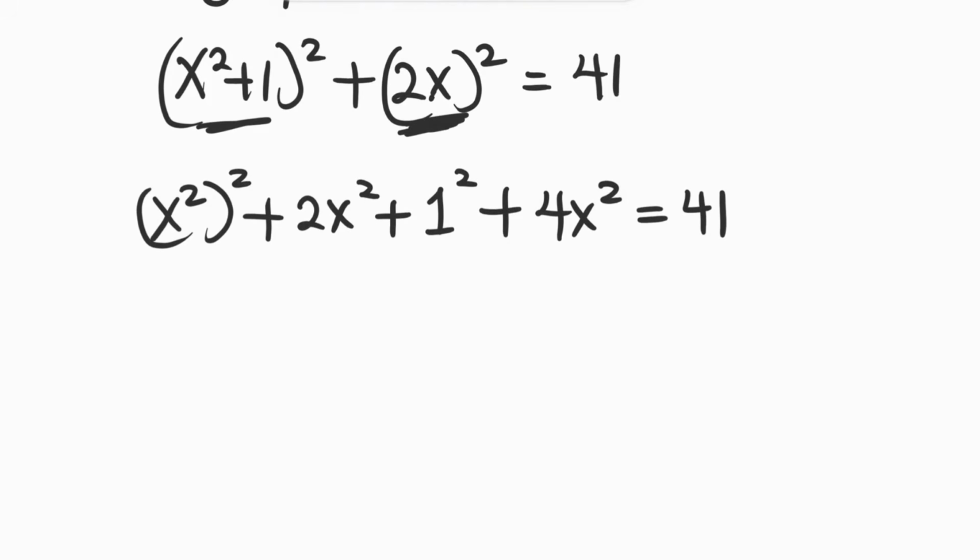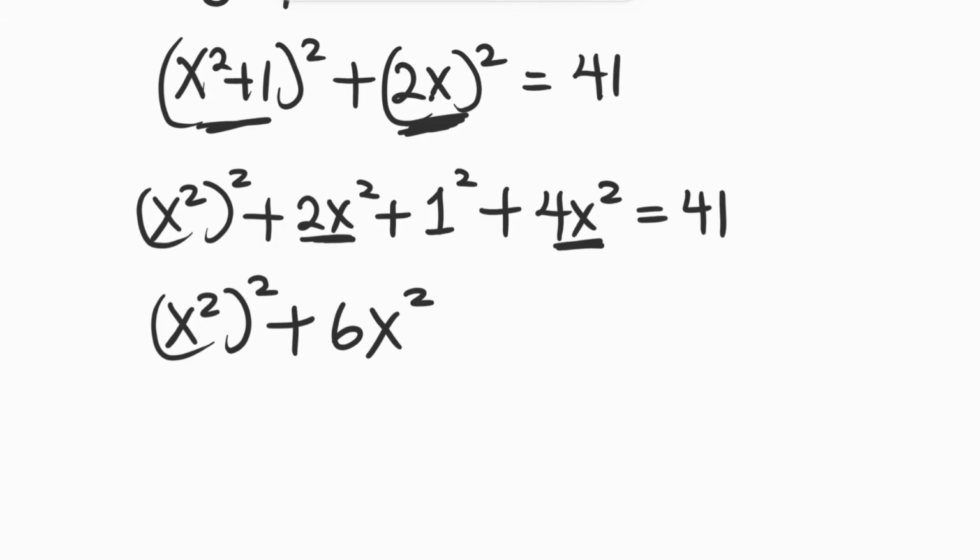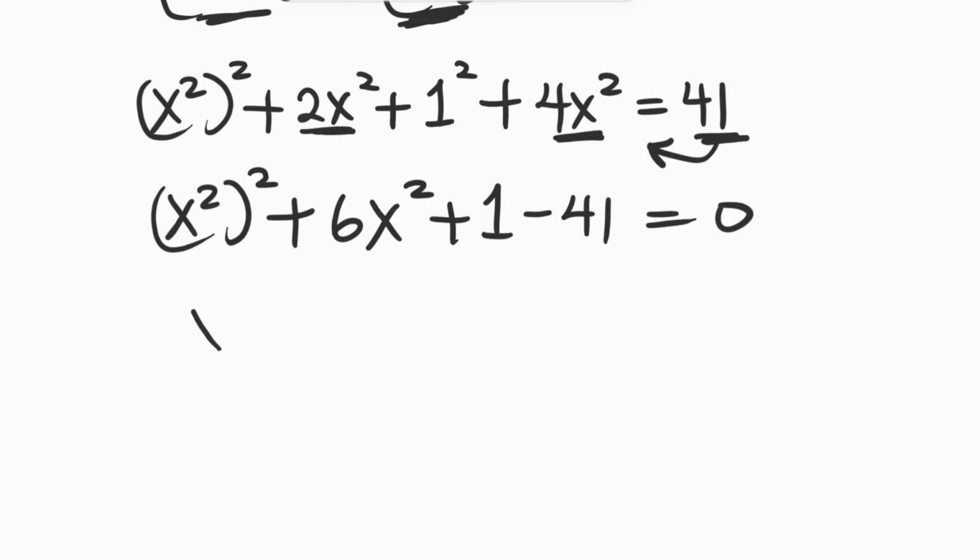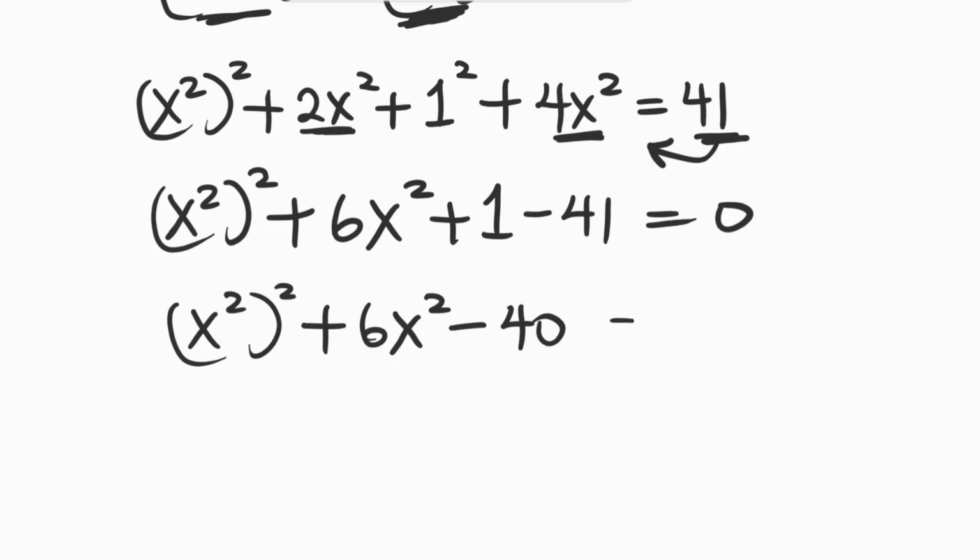(2x)^2 is the same thing as 2x times 2x, which will give us 4x^2. So now we have (x^2)^2, and 2x^2 + 4x^2 will give us 6x^2, plus 1. 41 we can move over to the left hand side; positive 41 will become minus 41 equals 0. So we have (x^2)^2 + 6x^2 - 40 = 0.